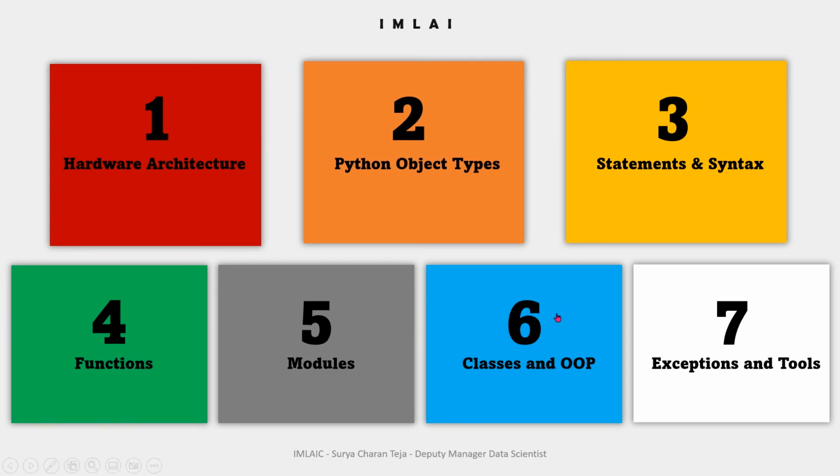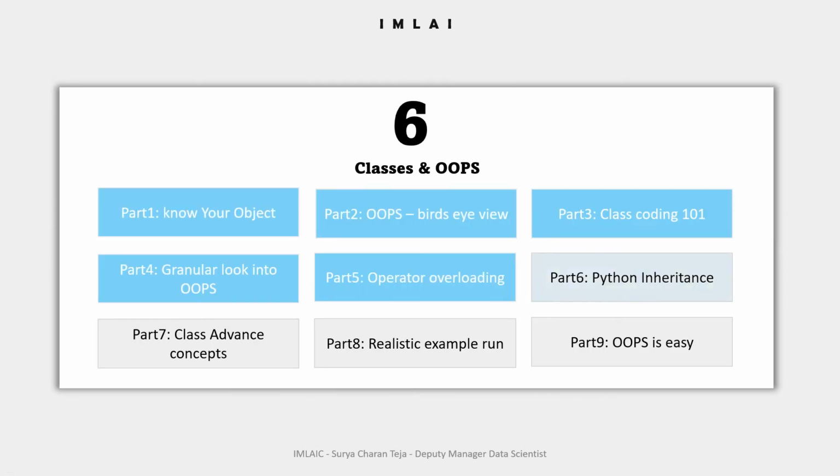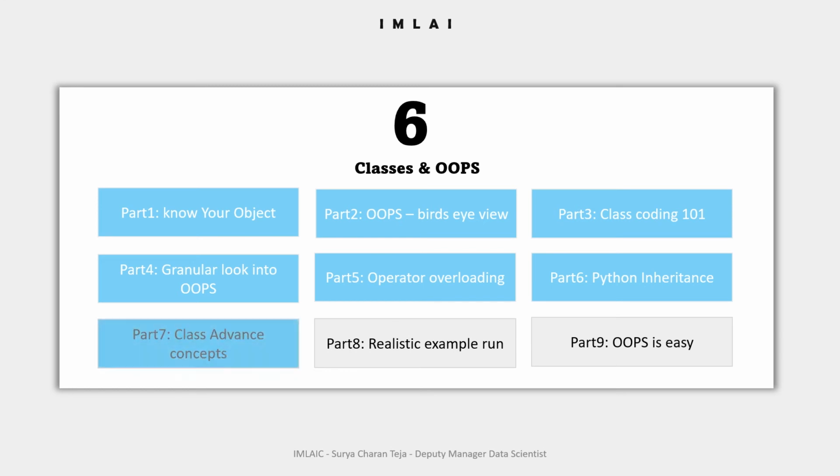Welcome to another session, which is on class advanced methods, which is part 7 of module 6, classes and OOPs. So now we will discuss a few more advanced topics in Python OOPs. We will begin with method overriding.